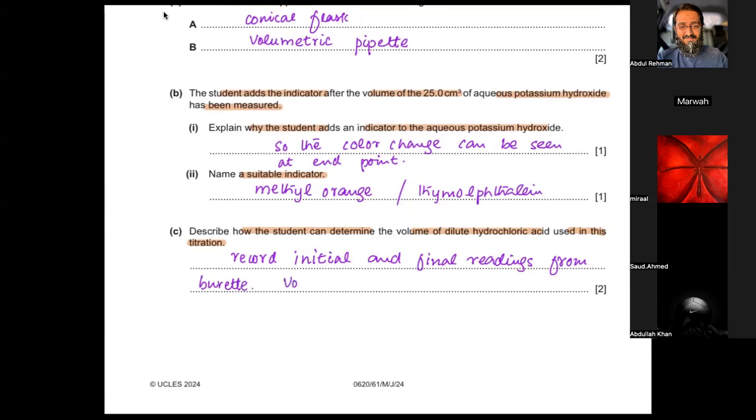And then when you have recorded them, the volume of hydrochloric acid is going to be the final reading minus the initial reading. Is this understandable to all of you? Yes.